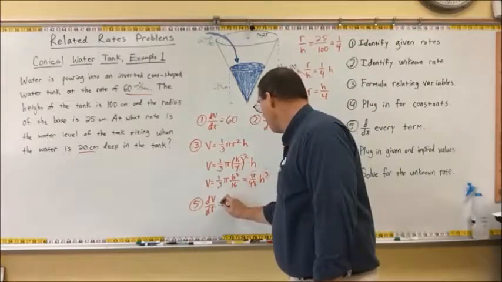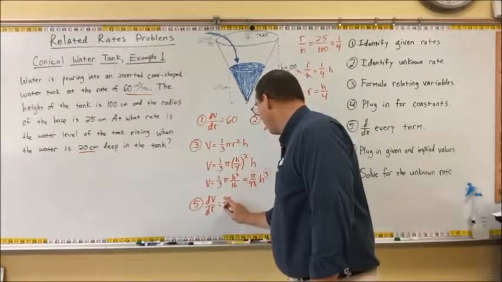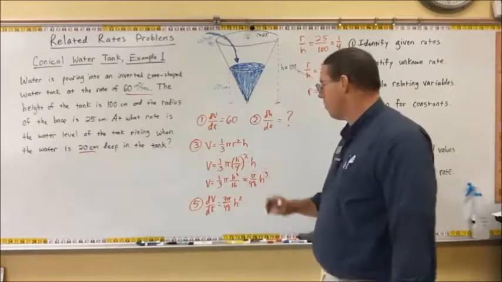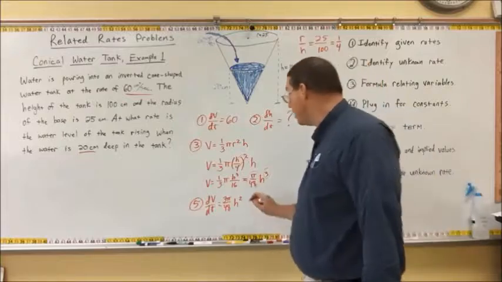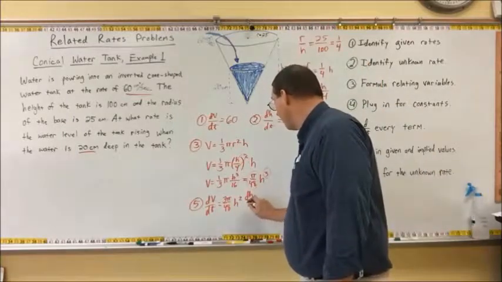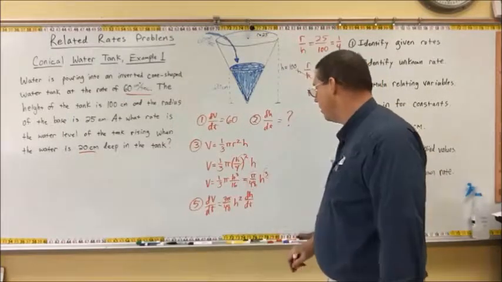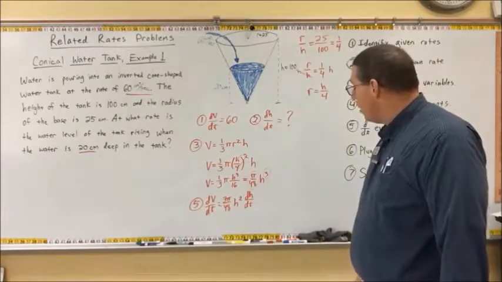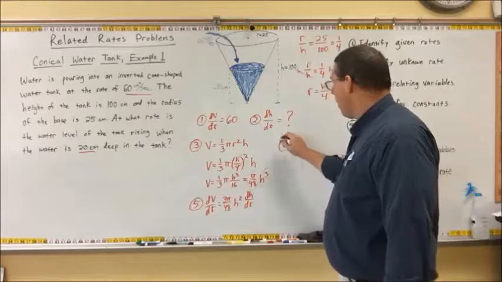So I'll get 3 pi over 48 h squared, because I got to reduce the power by 1. Then I have to put the dh dt on, because I'm doing the derivative of h with respect to t. That is now my formula, right? And now I can do step 6 where I plug in.